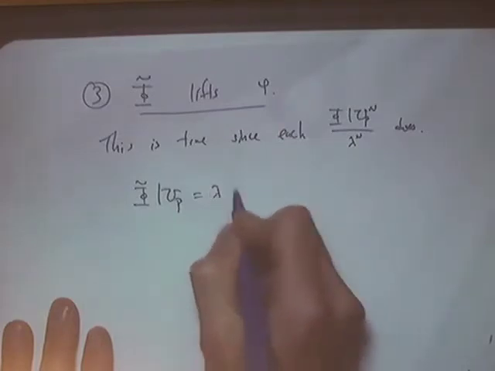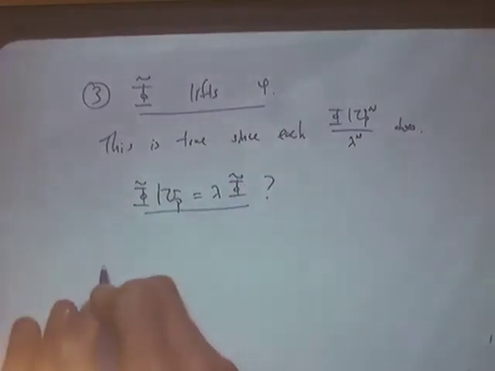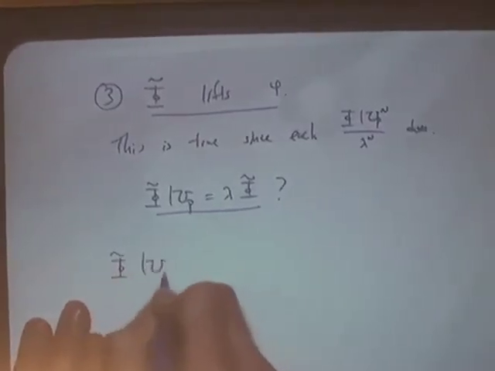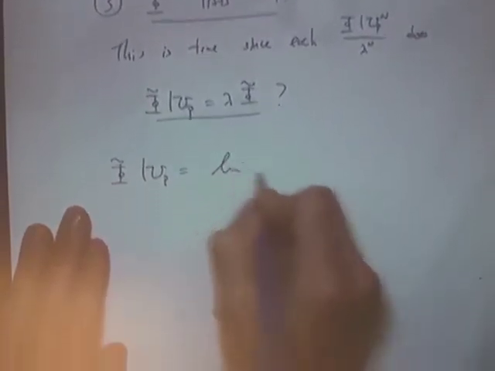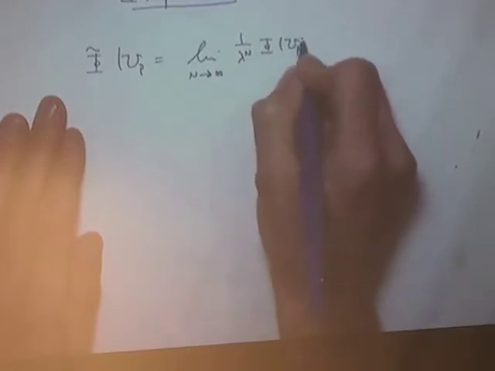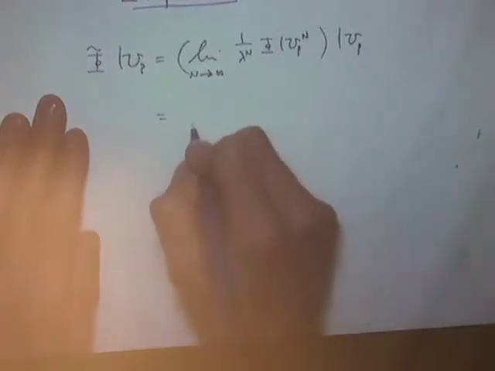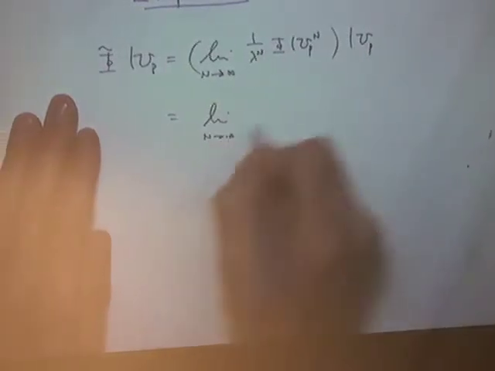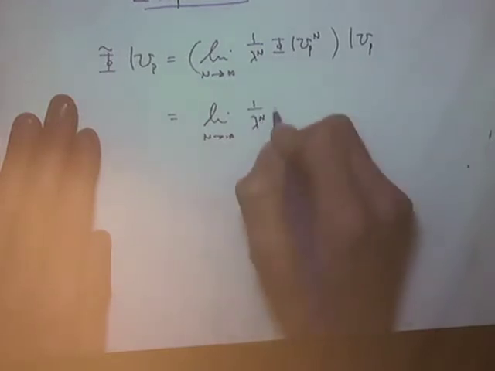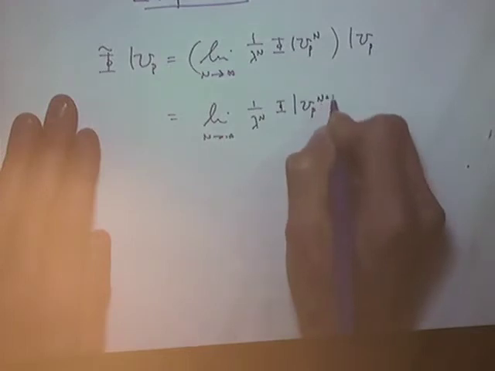I want to justify this for you. Well, let's just compute. I take phi tilde and I act on it by up, and phi tilde is the limit as n goes to infinity of 1 over lambda to the n, phi of up to the n. That's phi tilde, and then I'm acting on it by up one more time. So then that's the limit as n goes to infinity of 1 over lambda to the n, phi acted on by up to the n plus 1.